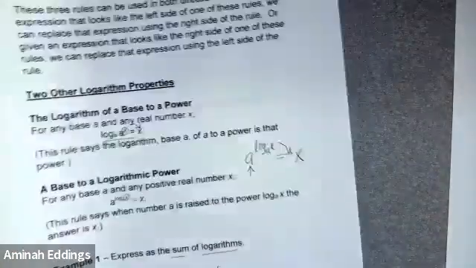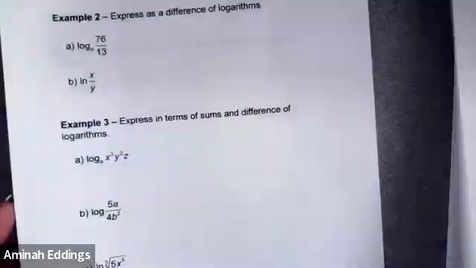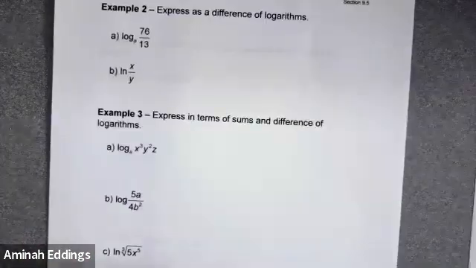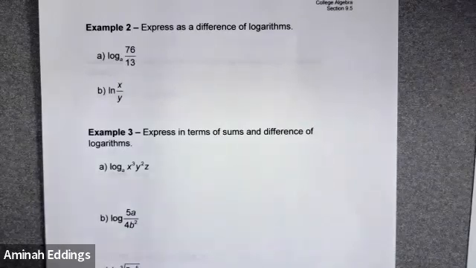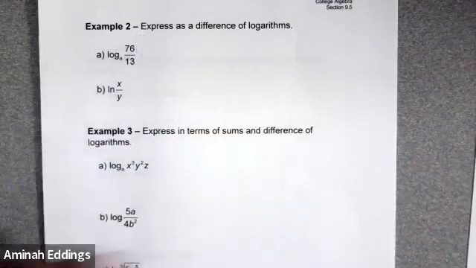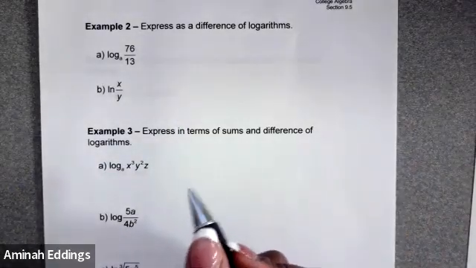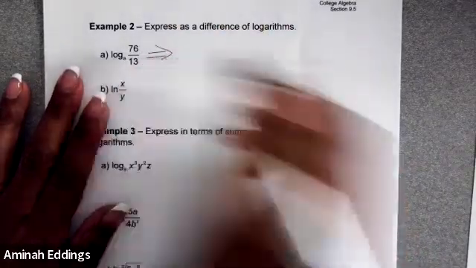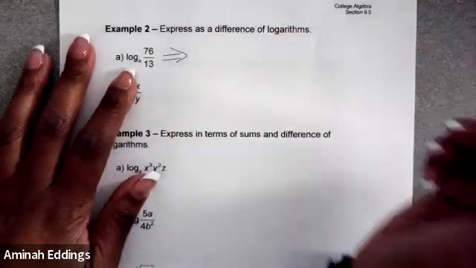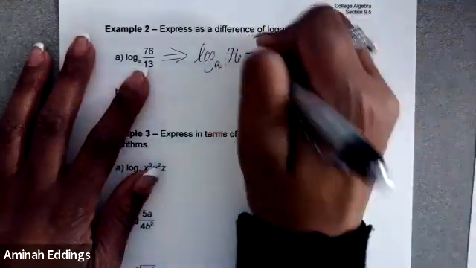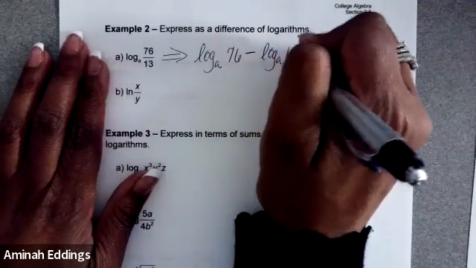Okay, let's move on to example 2. Example 2 says express as a difference. Let's think about that rule again. It says if we see division, then we can expand it out with subtraction. So I have the log base A of 76 over 13. That means I can expand that out, give each thing its own log. Log base A of 76 minus log base A of 13.